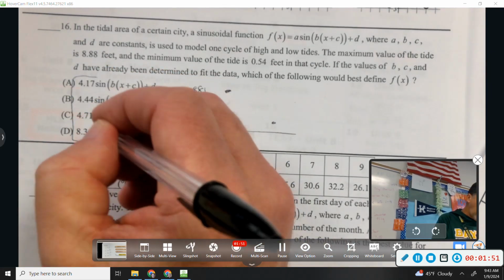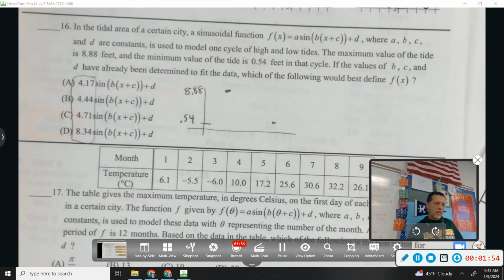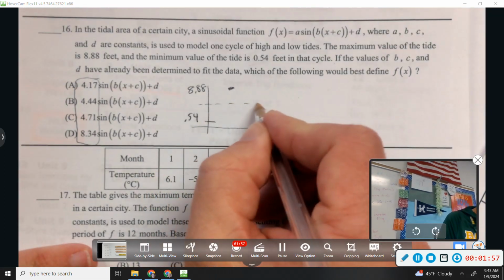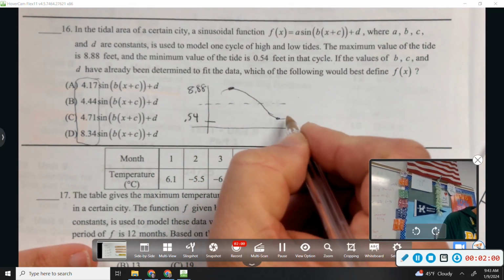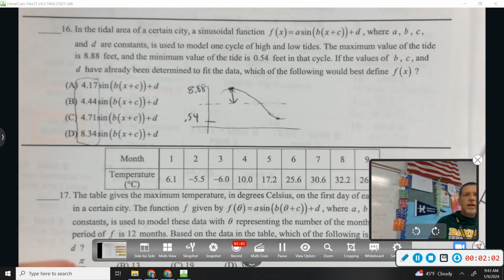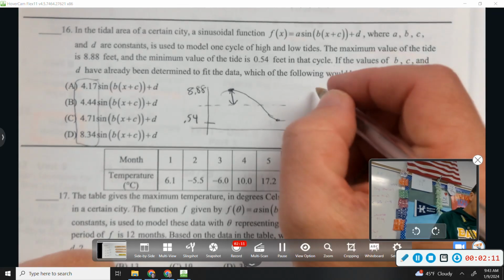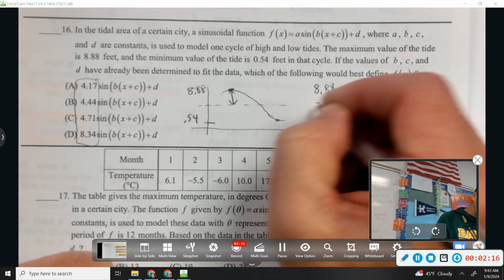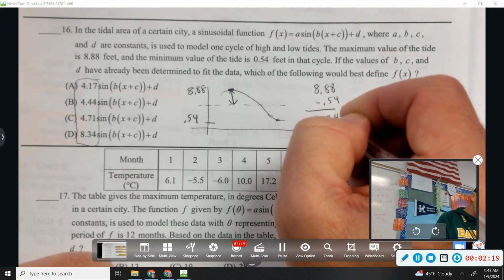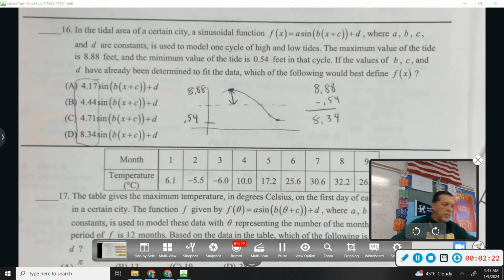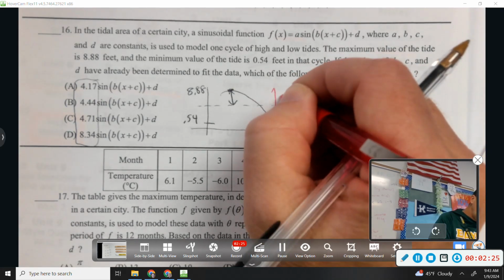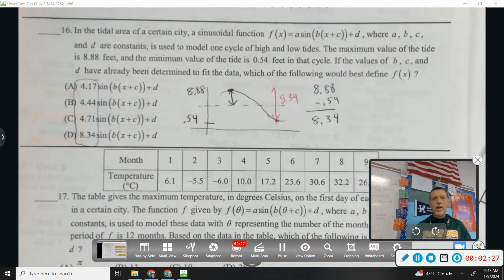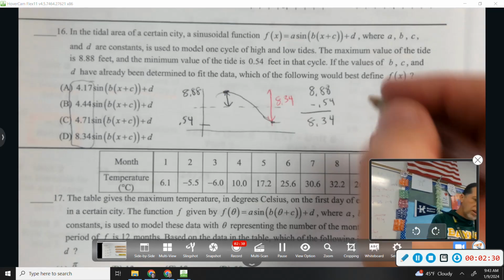So we're looking for A. We're looking for amplitude. So let's see. Amplitude would be that height. And so let's see. A couple ways to do this. Probably the easiest way would be to just subtract 8.88 minus 0.54. That's 8.34. That would be the total height is 8.34. And then half of that would be the actual amplitude.